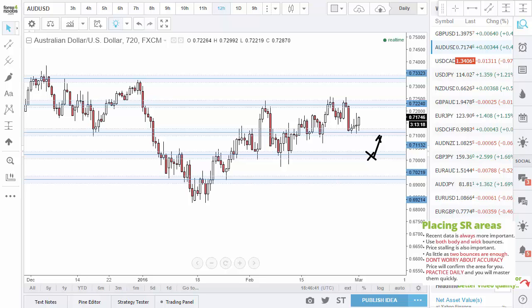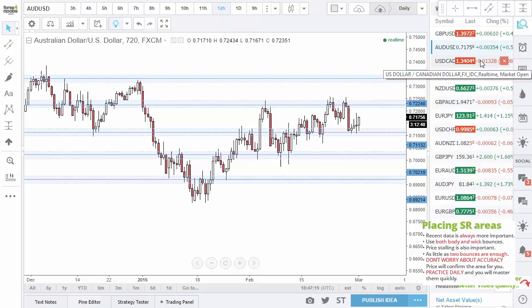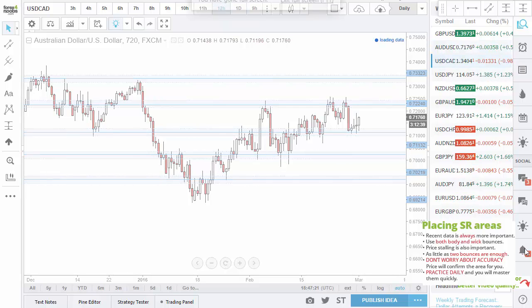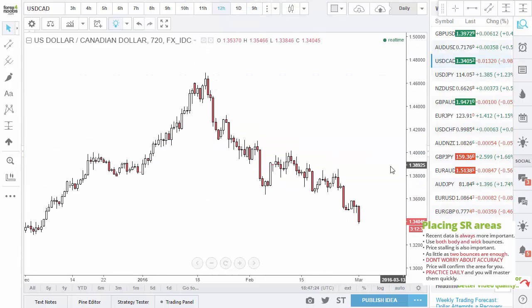All right, we'll keep the other questions to the end. I want to get through as many support resistance areas as possible. I want to do as many pairs as possible. Let's just do next on the list. Just do USD CAD.